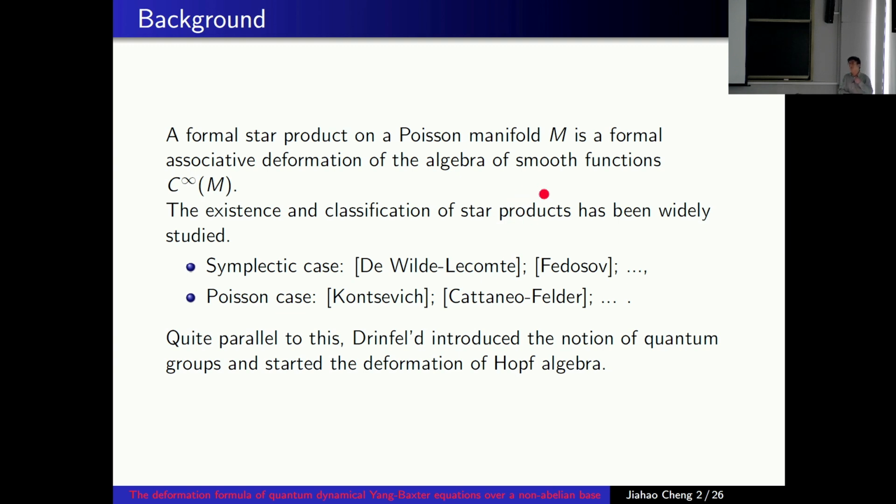So to deform the algebra of smooth functions, which is a commutative algebra, we deform it into a non-commutative but still associative algebra. So the question is: suppose that we have a Poisson manifold, can we find a star product such that the classical limit of the star product is the given Poisson bracket?